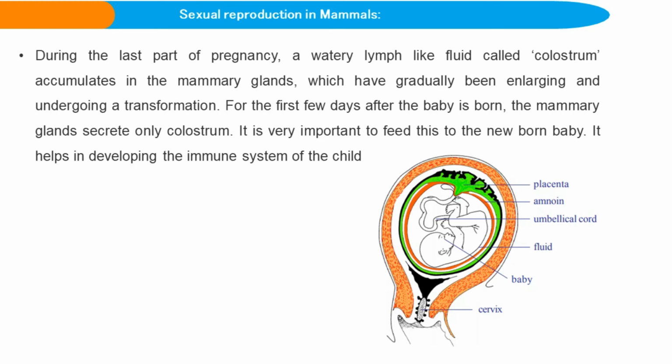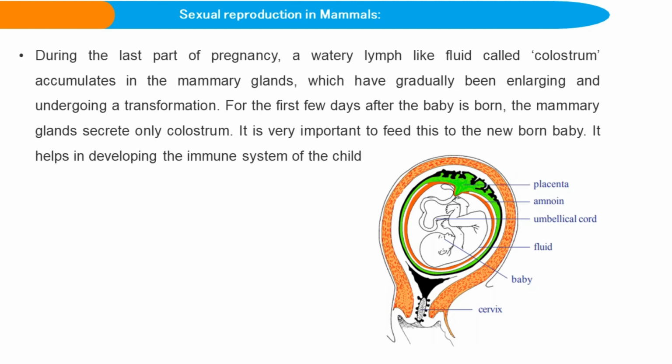For the first few days after the baby's birth, the mammary glands secrete only the colostrum, and it is important to feed this to the newborn baby because it develops immunity in the baby. This is all about the female reproductive system in mammals, especially in human beings.